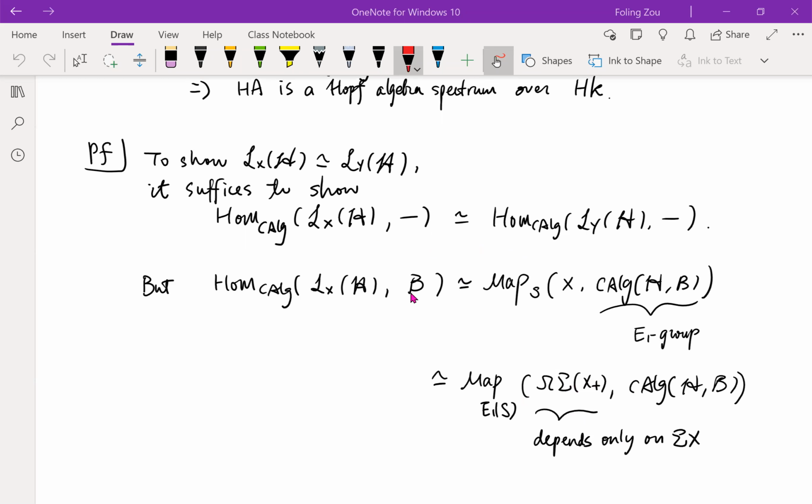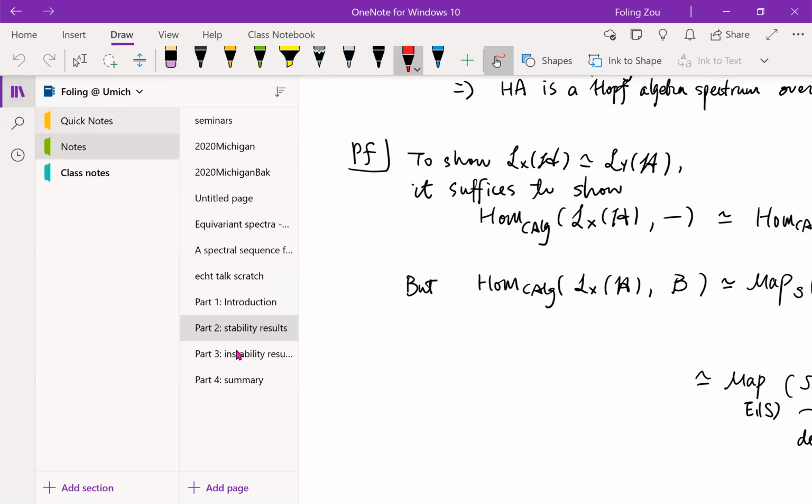So here in our proof, the structure of the commutative Hopf algebra is used explicitly in this step. And we can also generalize this to E2 groups and twofold suspensions with no pain. So this is for the stability result.